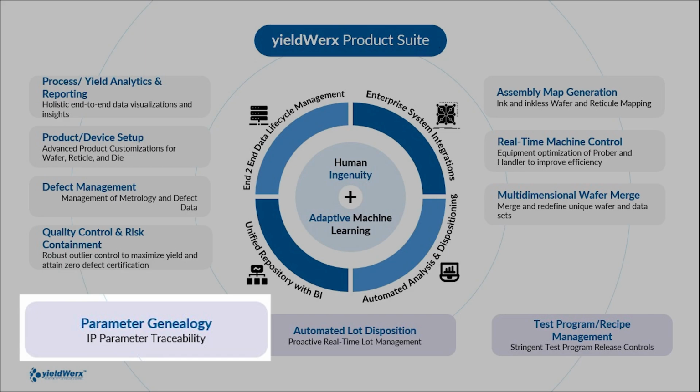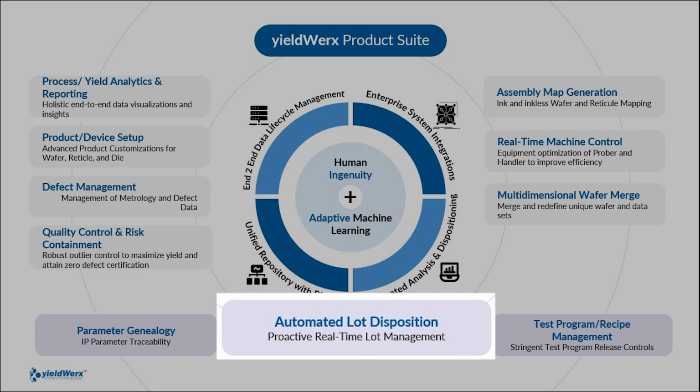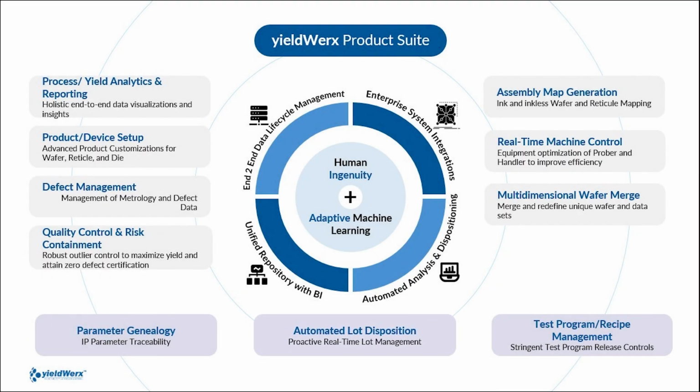Parameter genealogy: IP and test parameter traceability that can track IP blocks and their specifications to enhance clarity, traceability, and consistency in IP specifications. Automated lot disposition: proactive, real-time lot and wafer screen management equipped with advanced AI and ML algorithms for rapid data analysis, commonality analysis, root cause knowledge graphs, and lot genealogy.